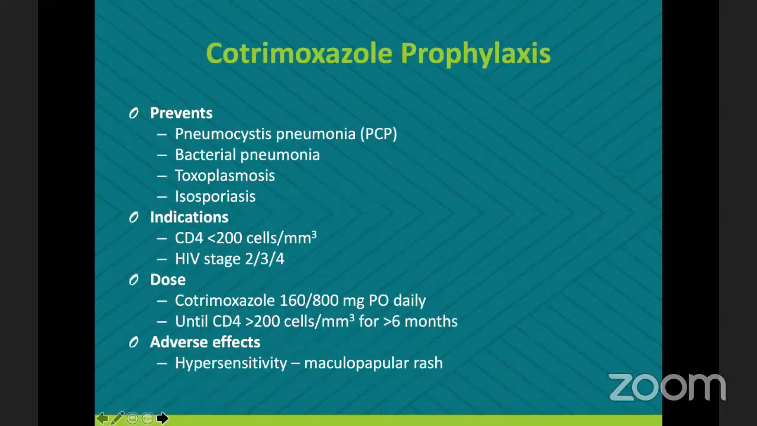Okay, now moving on to the next prophylaxis, which is cotrimoxazole, which prevents PCP or bacterial pneumonia, as well as toxoplasmosis or isosporiasis. Indicated for any patient with a CD4 count less than 200, as well as if they are HIV stage 2, 3, or 4. So the dose, it would be cotrimoxazole 160/800 milligrams daily until the CD4 count is more than 200 for at least 6 months. Adverse effects to look out for include hypersensitivity, so a maculopapular rash.